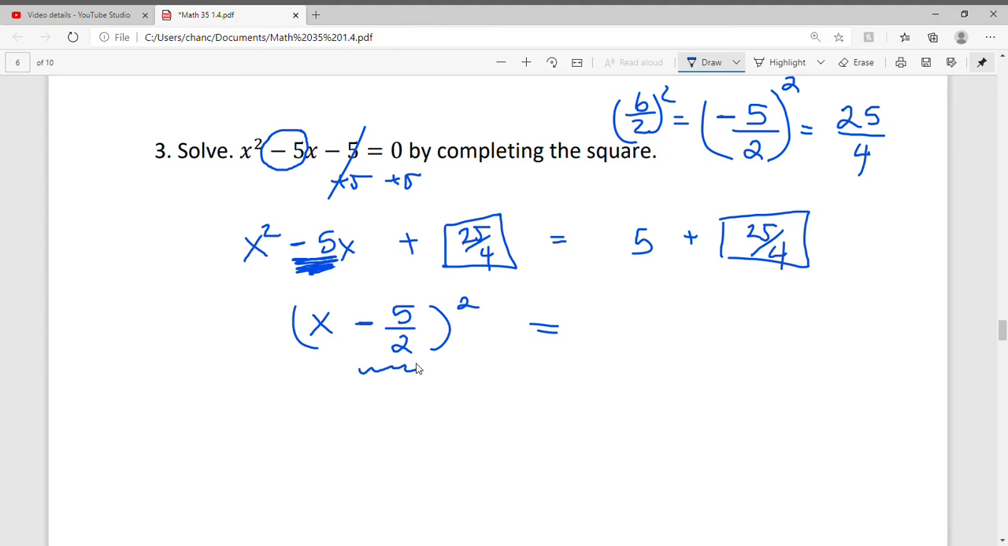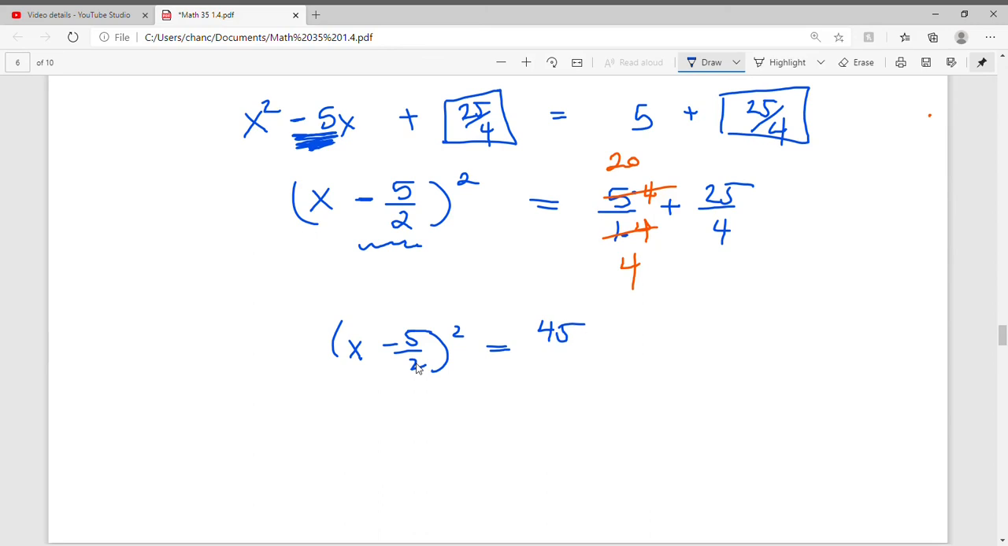Now on the right side, I have to get common denominators. So let's multiply the top and bottom of this one by 4. This becomes a 20 over 4. So we have x minus 5 over 2 squared equals 20 over 4 plus 25 over 4 is 45 over 4.